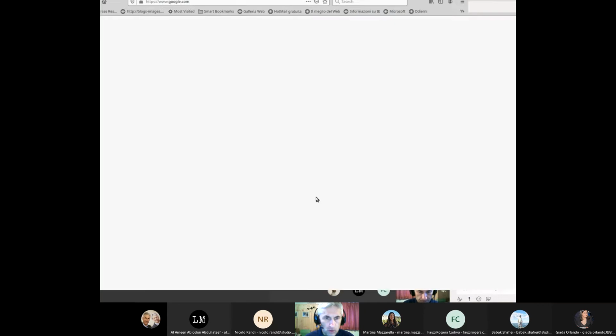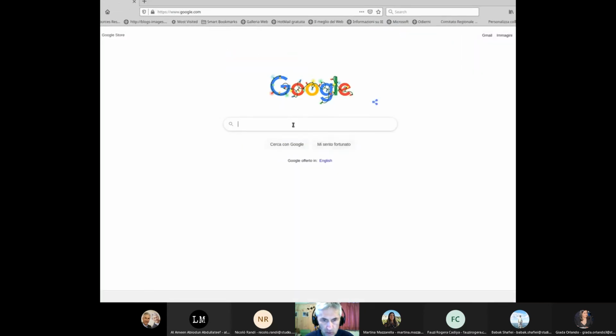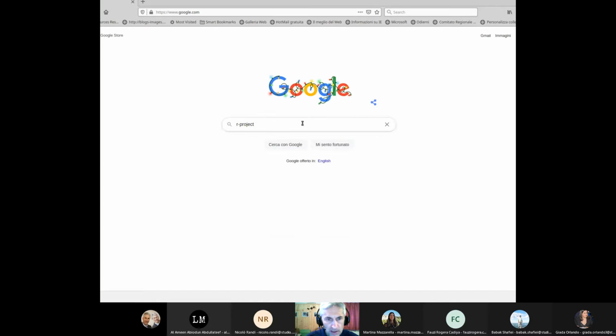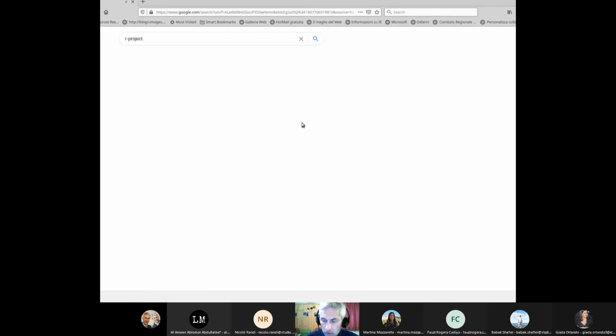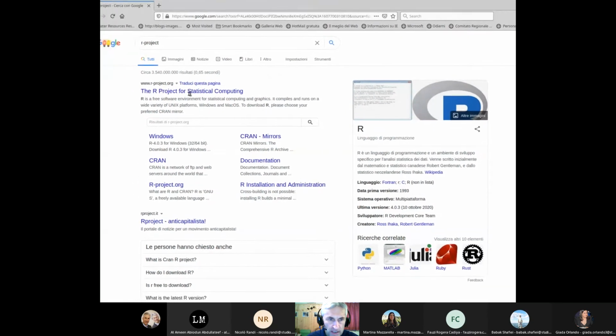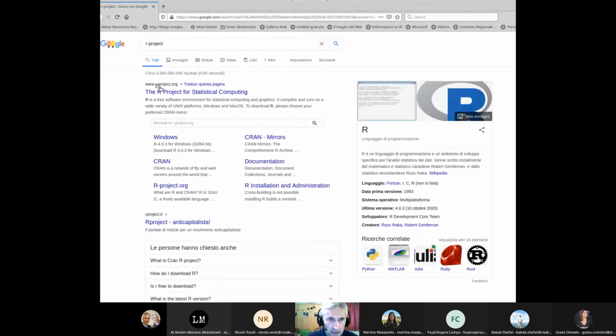And let's go to Google here. This is a Google page, and let's look for our project with the dash. Let's forget about what you see suggested on my screen. Of course, I already searched it, so I get suggestions. R project, and then return. And you see that the first item is the R project for statistical computing.